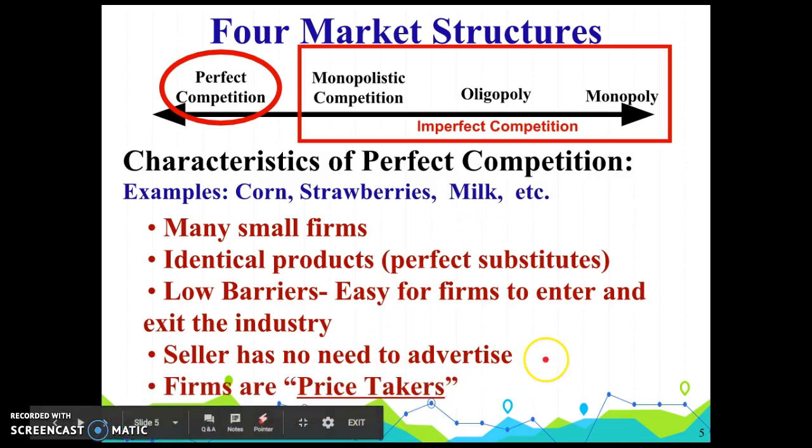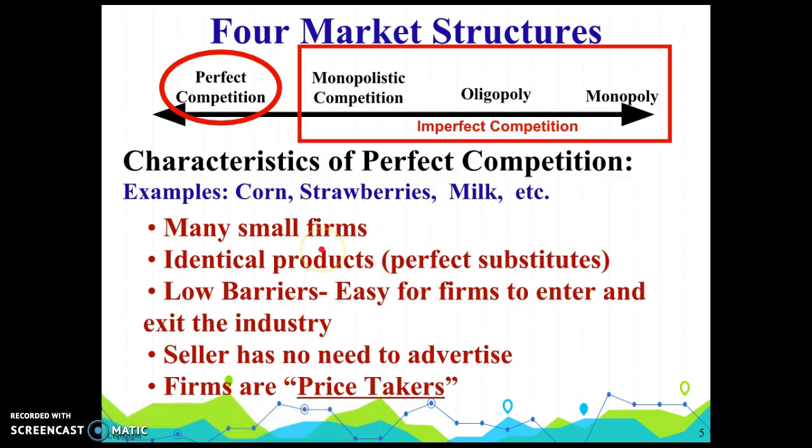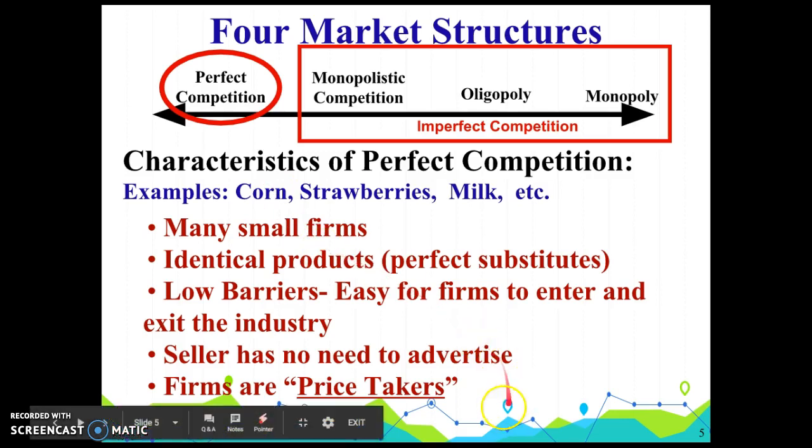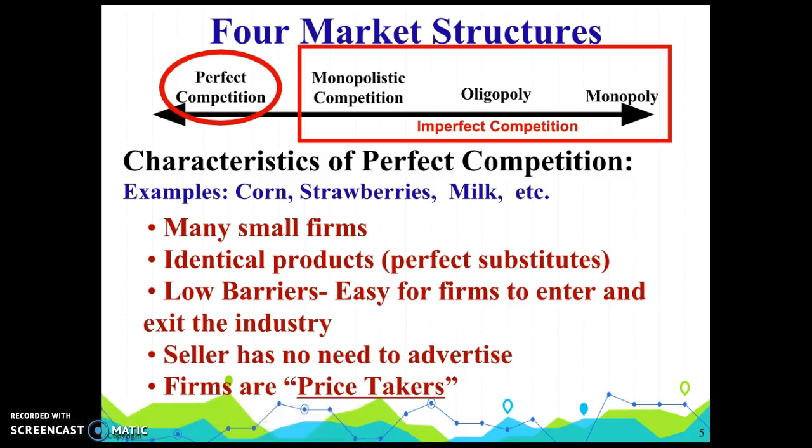And because they don't have any way to differentiate themselves, and because there's just so many competitors, firms are what's known as price takers. All that means is the market sets the price, and the firm has to sell their product at whatever price the market sets it at. Meaning, one individual firm doesn't have any power to influence the price of their product.